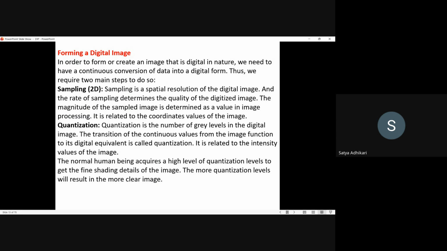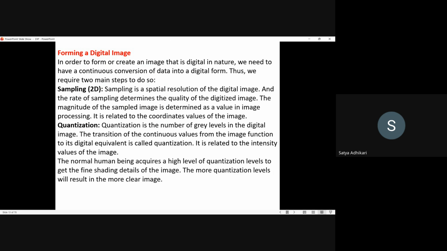So we know that for making a digital image, we perform two steps: sampling and quantization. In the very first class, we discussed that there are two techniques used for this purpose, one is sampling, another is quantization. Sampling is the spatial resolution of a digital image, and the rate of sampling determines the quality of the digital image. It is related to the coordinate values of the image. So, as you know, sampling is associated with the location of the pixel x, y, and quantization is associated with the gray level value of the image f of x, y.